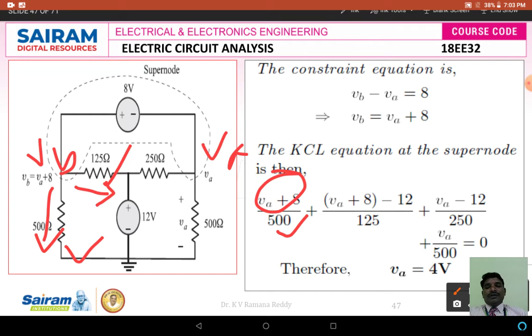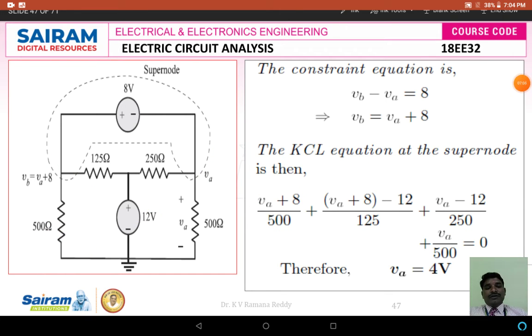VB divided by 125, we can write it as VA plus 8 or VB minus 12. So we can write VB minus 12 divided by 125. So for VB we can write here VA plus 8, and one more, VA minus 12 divided by 250. And here one more we can write VA by 500 is equal to 0. As we solve this equation, we get that VA is equal to 4 volts.